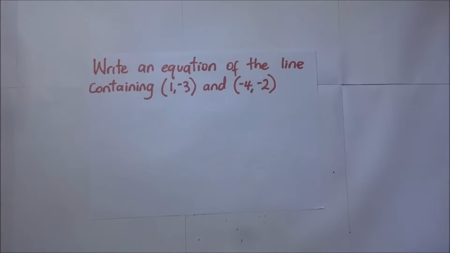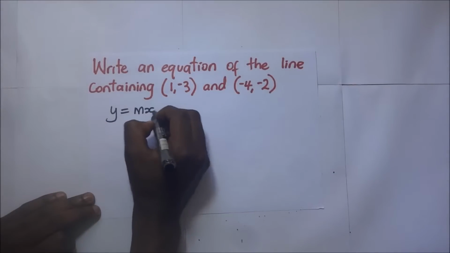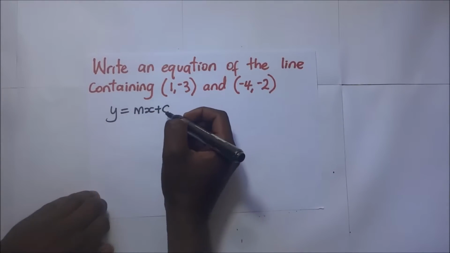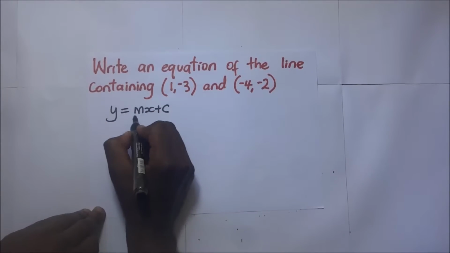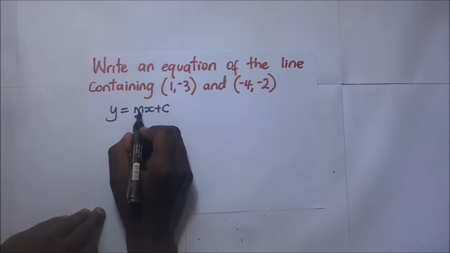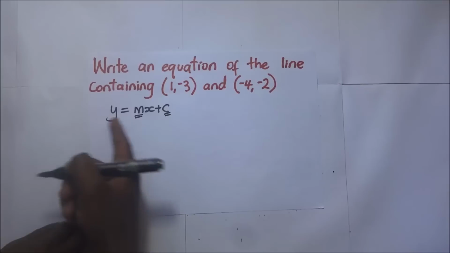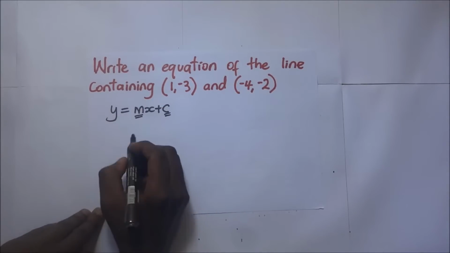So in this question, they're asking us to write an equation of the line containing (1, -3) and (-4, -2). In the slope-intercept form, y = mx + c is the general form of the equation. So we first have to find the value of m, the slope. After finding m, we shall use one of these points to find the value of c. Then we shall substitute everything to get the equation.